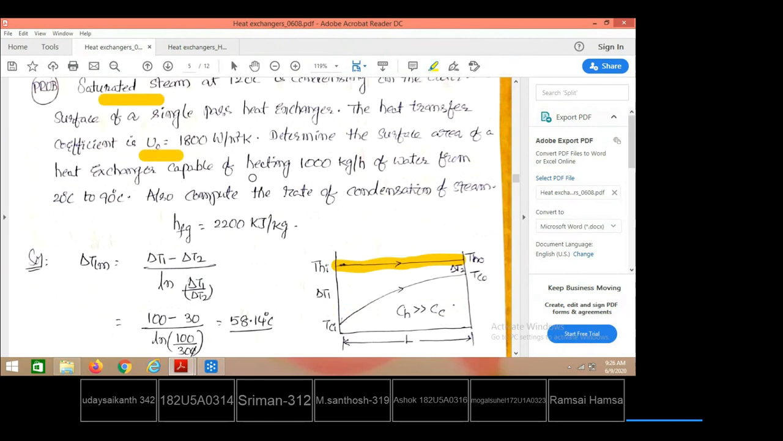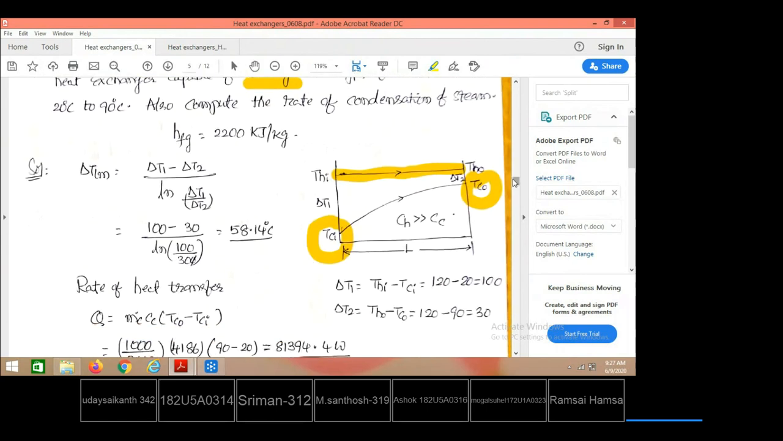When heat exchange takes place with a mass flow rate of 1000 kg per hour, water flows in at 20 degrees centigrade. On receiving the heat from the hot fluid, the cold fluid temperature increases to 90 degrees centigrade. While the hot fluid undergoes phase change, the latent heat of condensation is taken to be 2200.